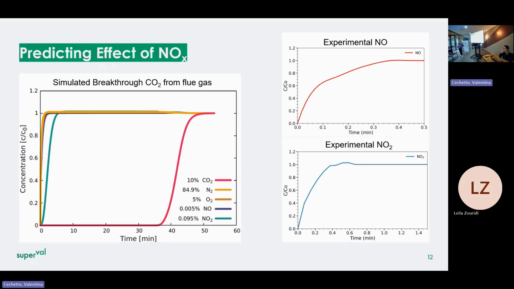So this was one point where we basically could make a prediction. We said we think that the NOx won't have an effect. This turned out to be true, and it was very helpful to the project. So it was very nice.